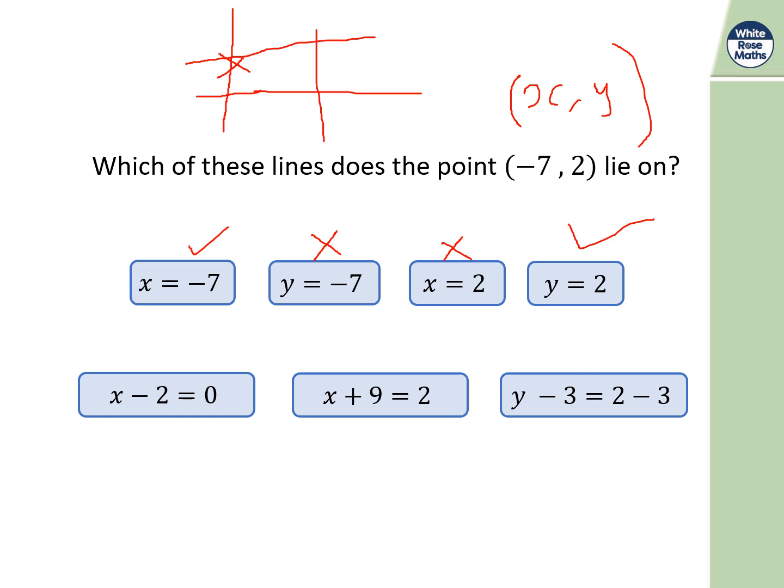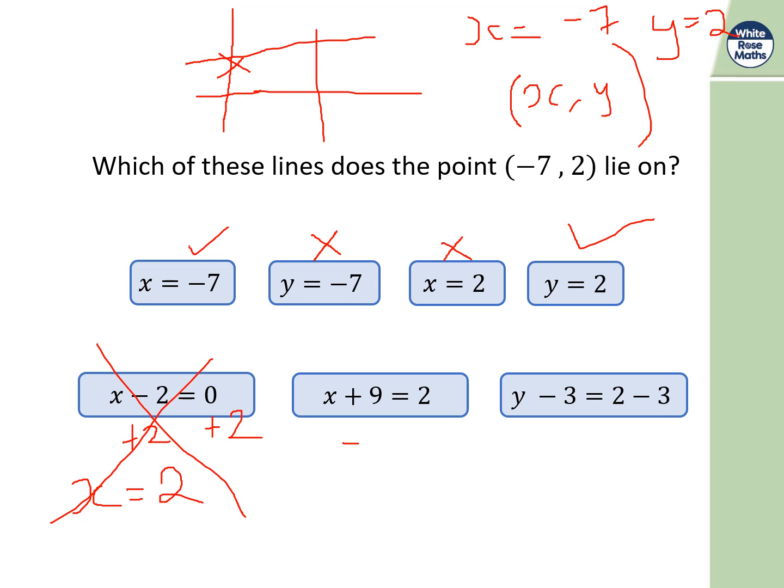This next one, let's just solve it. If I add 2 to both sides, we get that x is equal to 2. So that's no good, that one's not going to work because the x coordinate has to be minus 7. So x is equal to minus 7 and y is equal to 2 in terms of its coordinates.